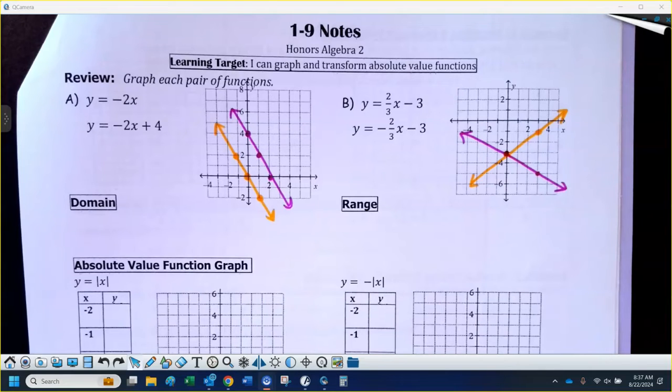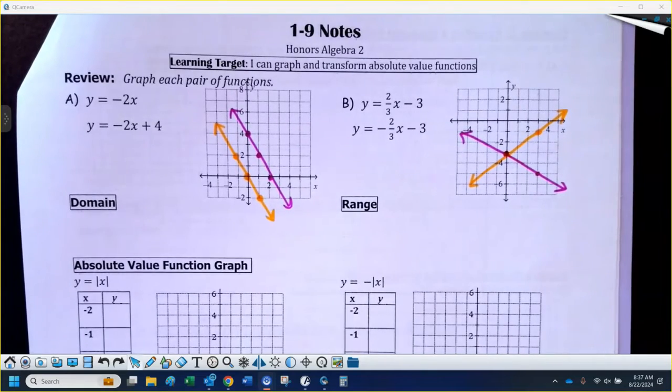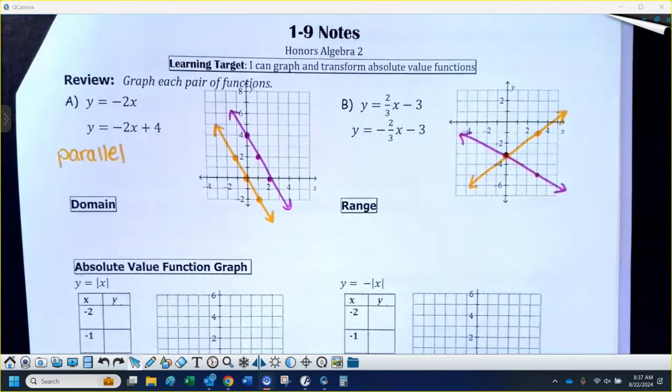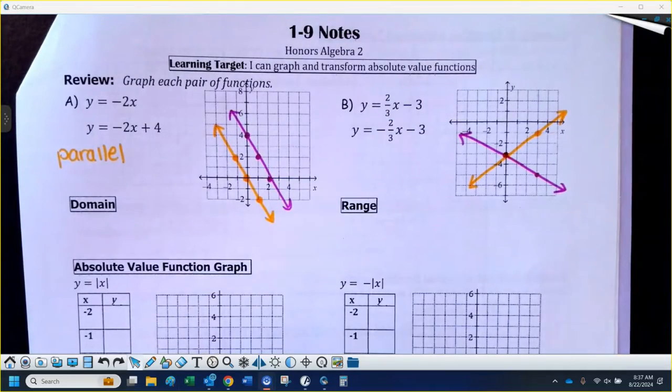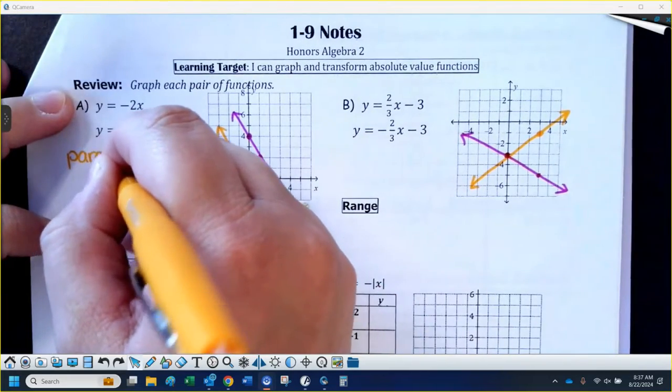What can you guys tell me about that first picture that you graphed? What can you tell me about these two lines? Yeah. How do you know? Exactly. These guys are parallel. You can probably see from the graph, but without graphing, you can actually just see that they have the same slope. Just to remind you of that.